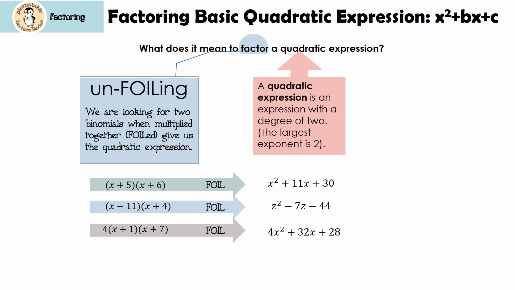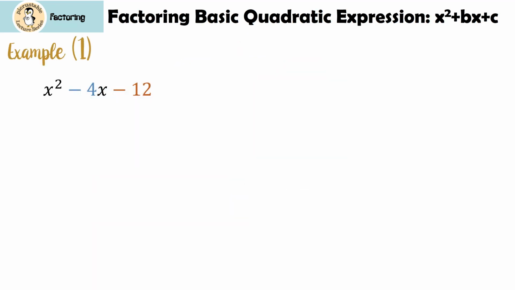Let's try one. The first thing we always ask, is there a greatest common factor? So I'm looking here. I have a 1 in front of the x squared, a negative 4, and negative 12. None of them have a greatest common factor other than 1. Then I have an x squared, an x, and then no x. Well, there's no greatest common factor there either, so we'll say no.